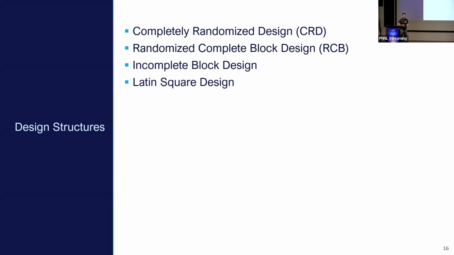So now that we have those treatment structures, we know the overarching questions that we're asking. The next step is, how are we going to put this into an experimental design? And that's where the design structures come into play. Some common design structures include completely randomized designs, randomized complete block designs, incomplete block designs, as well as Latin squares.